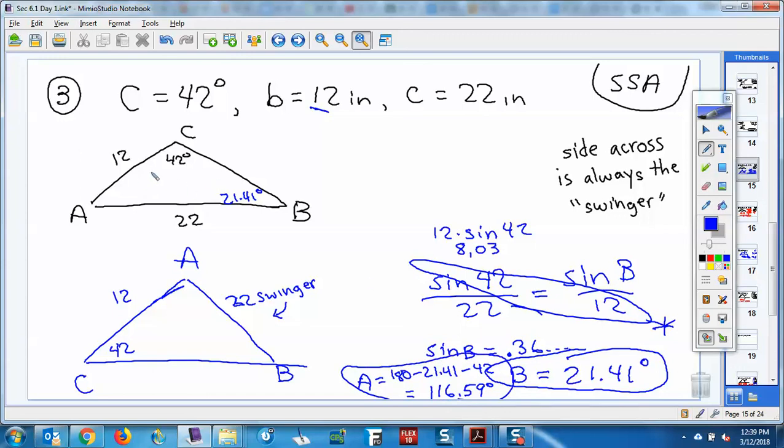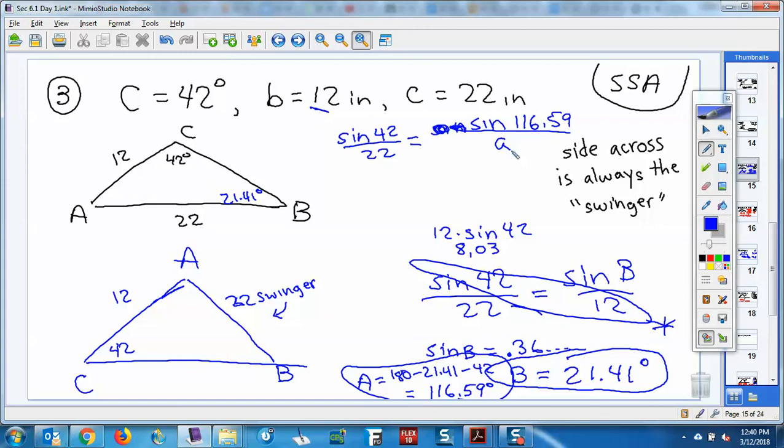And then we just need to find side A. So, I would try to use the ones I know. So sine of 42 over 22 would equal sine of A. No, not sine of, what did we say A was? 116.59. We have no choice but to use a value there, and then that's little a. Okay, we're probably okay as long as we go out a couple of decimal places on that angle.